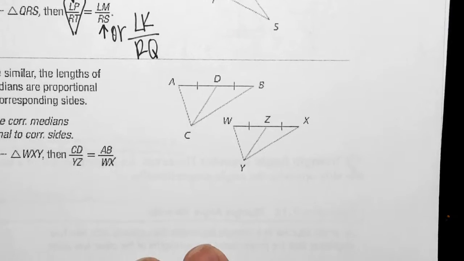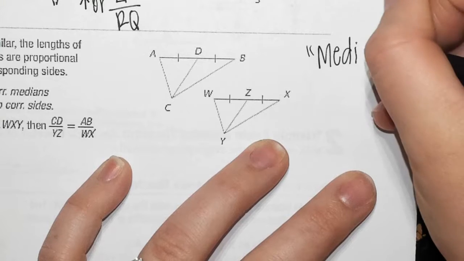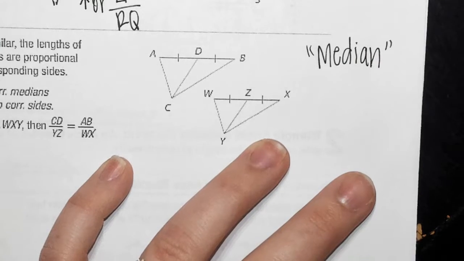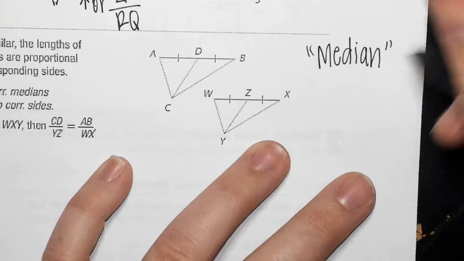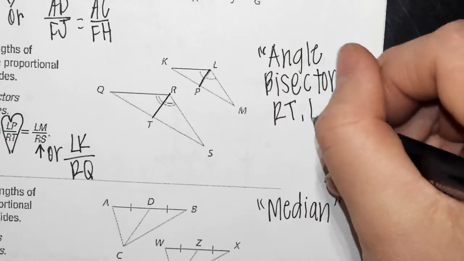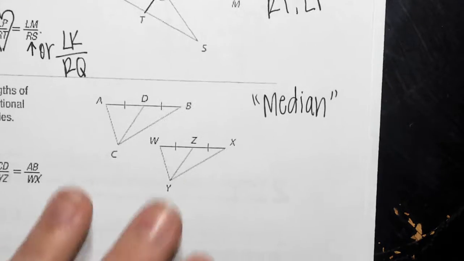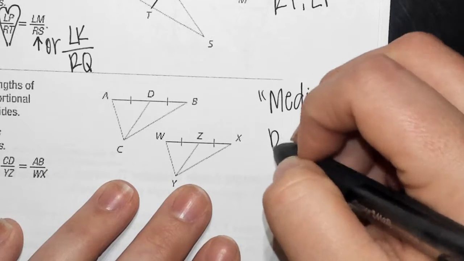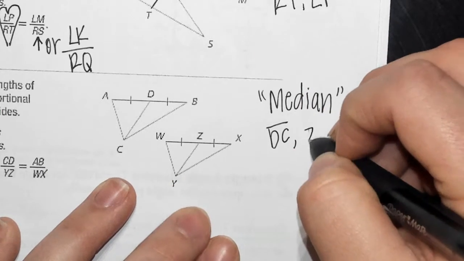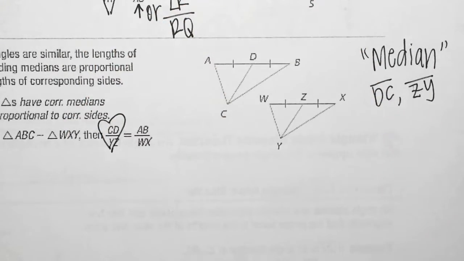Okay? All right, last special segment is called a median. Median. Your medians, oh, I didn't write our angle bisectors. Our angle bisectors in this case were RT and LP. Our medians in this case are DC and ZY. Those are your 2 medians. Okay, same thing. You set up your proportion using your medians. CD is to YZ.